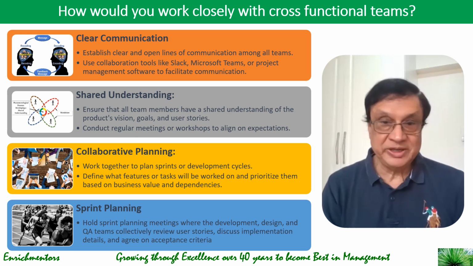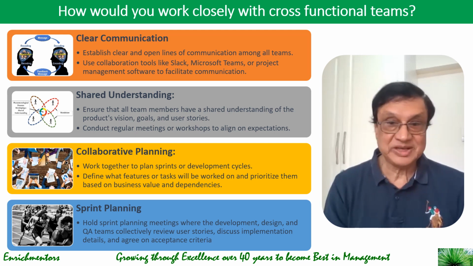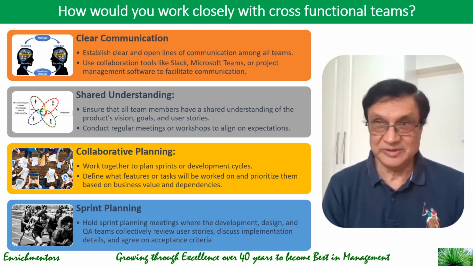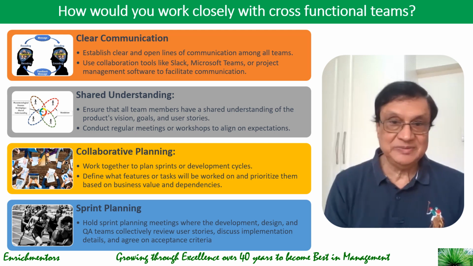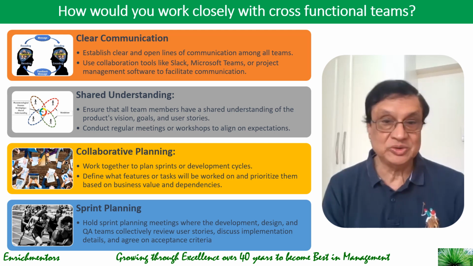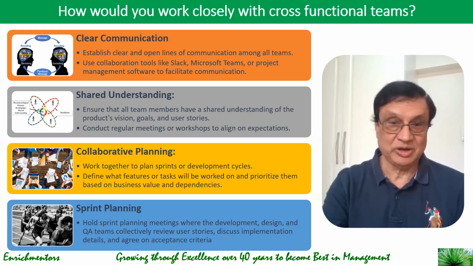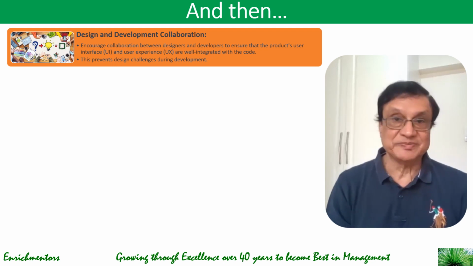Then you need to get into sprint planning, hold these sprint sessions where all the three teams, design, development, and QA teams, collectively review these user stories, implementation details, and agree on acceptance criteria. While the acceptance criteria would have been defined, the development team needs to accept that. And if there are modifications required, they need to be told, accepted, before moving forward on the development of the product.